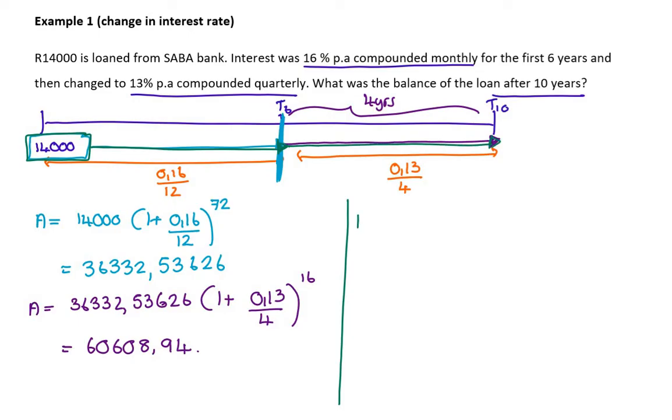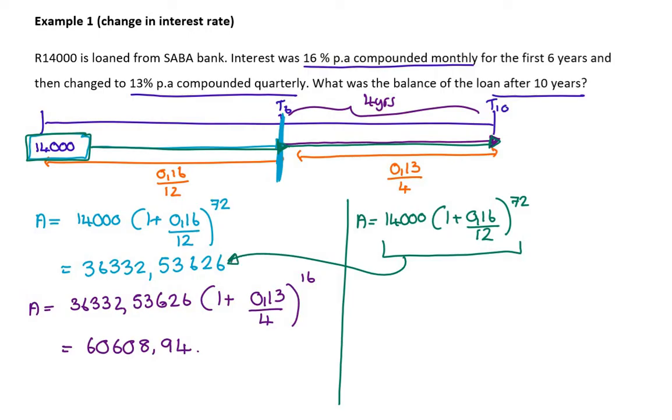So what I mean by that is you would still start with your 14,000 Rand. You would still add on interest at 16% compounded monthly for 72 months. Now this equals that 36,332 Rand.